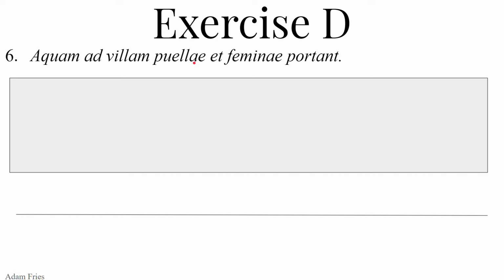Puellae. So we have puellae, feminine, girl. This is going to be the nominative plural subject, or the predicate nominative. It's probably going to be the subject though. Et, we have the conjunction et, and feminae, from femina, feminine, woman. So this is also going to be a nominative plural, probably a subject. So it co-relates back to puellae, or it's on the same footing as puellae. We have girls and women, nominative plural subjects, joined by this conjunction.